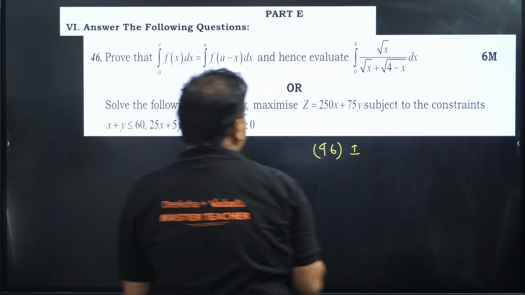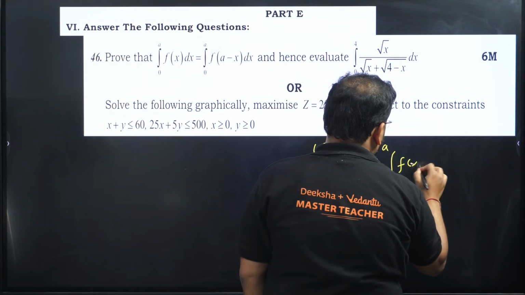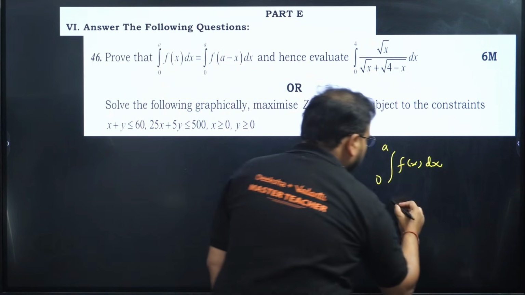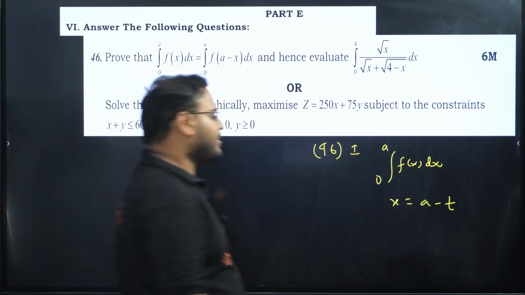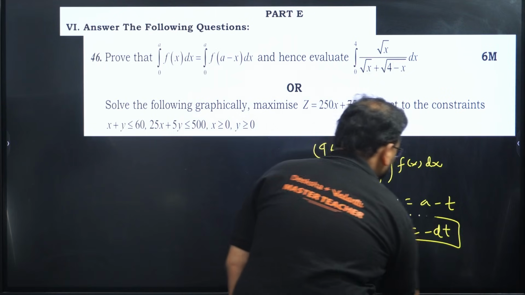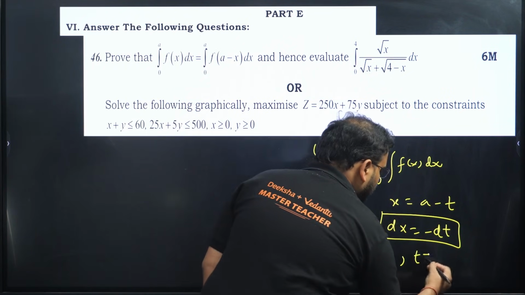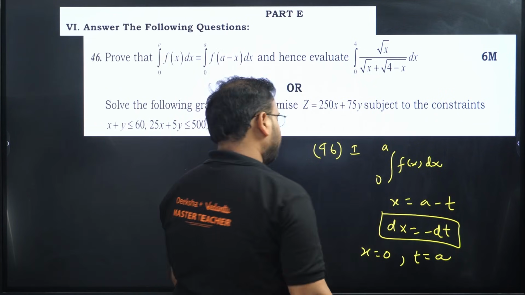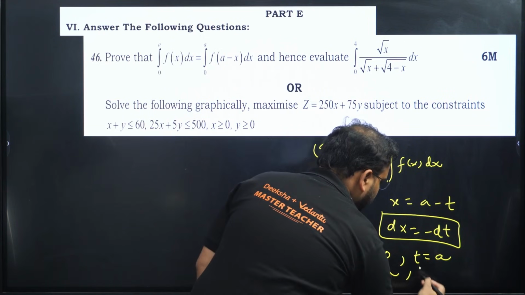Okay, let's prove the property first. So we'll take this question as integral 0 to a of f of x dx. That's what they've given. Let's use the substitution over here: x equals a minus t. Yes, you'll get dx equals minus dt. Please change the limit also. When x is 0, t will be a. When x is a, the upper limit, t will become 0.